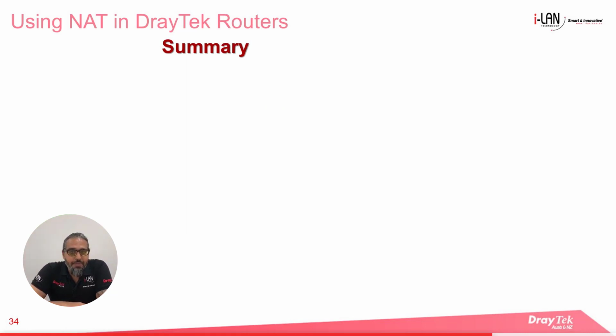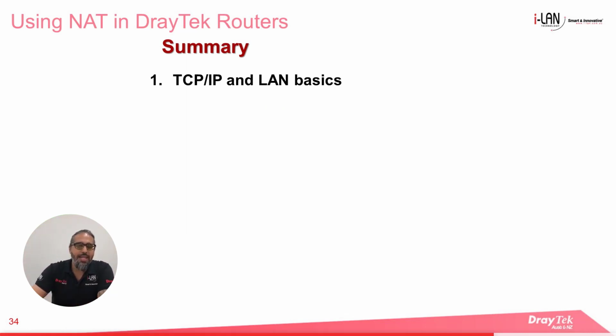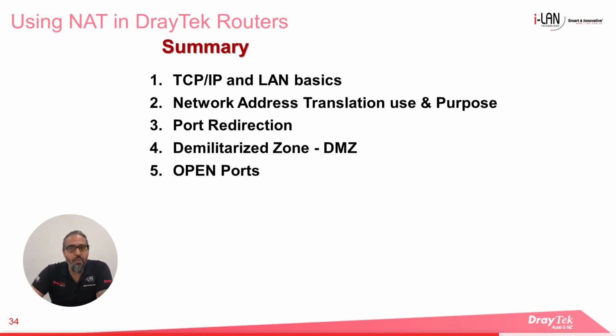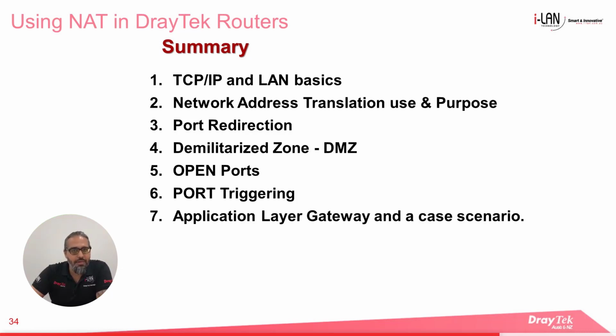In summary, today we looked at NAT in DRATEC routers, starting with an explanation of TCP/IP, basic LANs, and how NAT works. We looked at methods to forward traffic through the NAT barrier to devices on the LAN, including port redirection, the DMZ, open ports, port triggering, and the application layer gateway option. And finally, we wrapped up with some additional features of NAT, including NAT loopback and FastNAT.